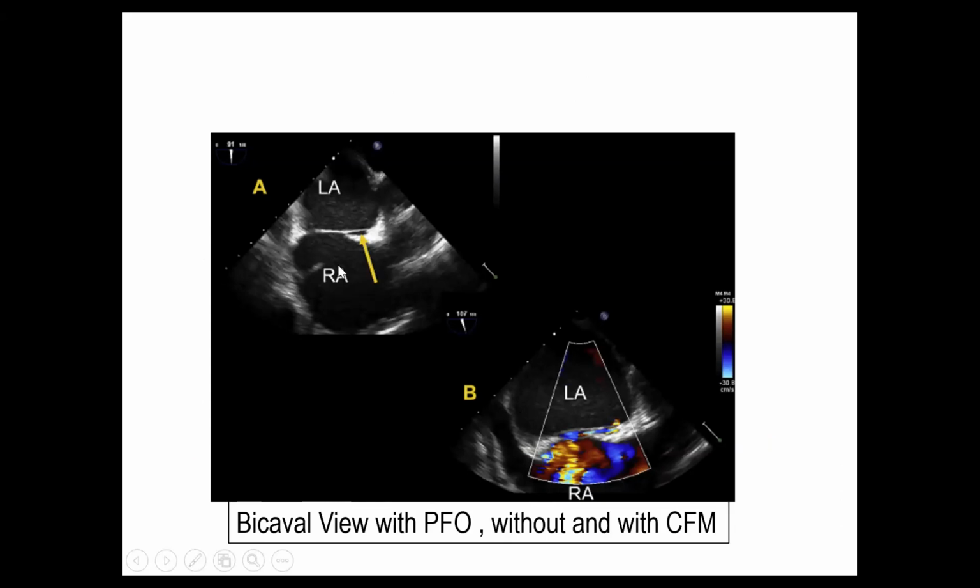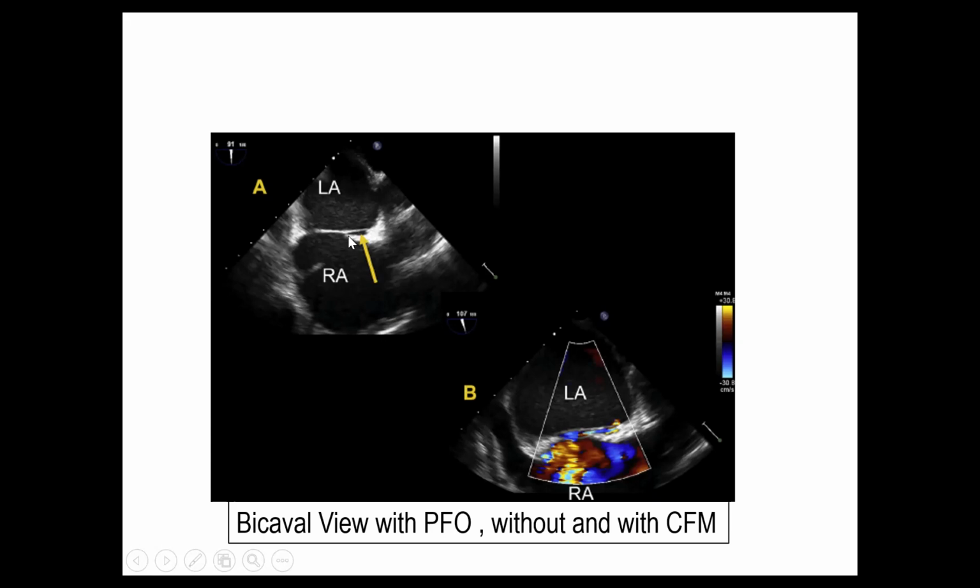During normal embryogenesis, what happens? This is RA, this is LA, and the majority of blood is coming from the IVC, coming to RA and going to LA. This is known as the limbus. This limbus is open all the time. As the child is born, the LA pressure becomes more than RA pressure because the patient starts breathing, and a lot of pulmonic venous flow starts happening. This limbus comes and attaches to the interatrial septum.